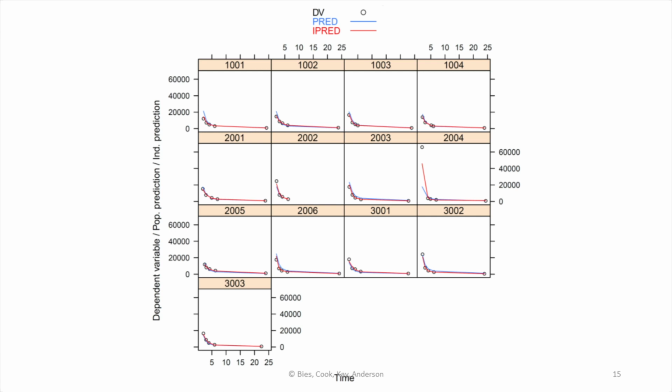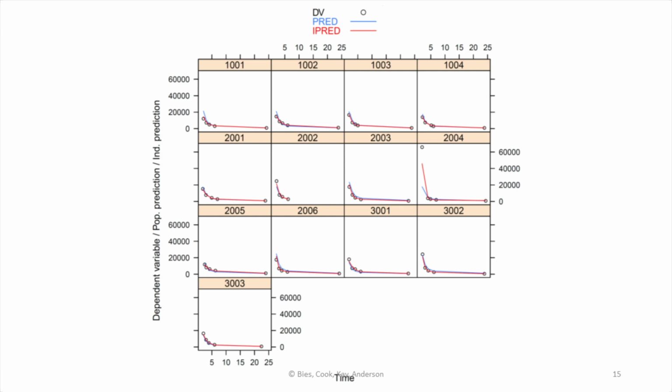The blue line is the population predicted value. If we don't have covariates in the model, and all the patients got the same dose, this blue line is going to be the same for all individuals, okay? Because it is using the population pharmacokinetic parameters. The red line is the individual predicted line. So these are adjusted for the observations.